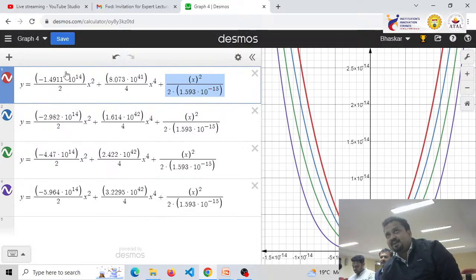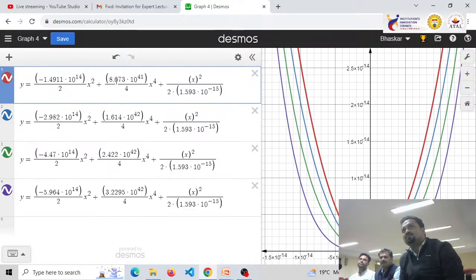Now alpha value I already know for TFE equals 30 nanometer. Beta value I already know for TFE equals 30 nanometer. This CD value I already have, which is 1.593 into 10 to the power minus 50. So this red curve represents the energy versus charge for the heterostructure with ferroelectric thickness equals 30 nanometer.